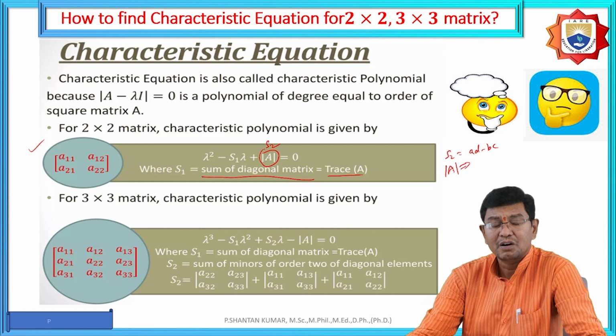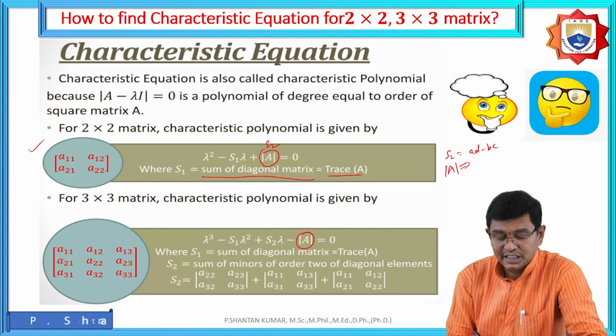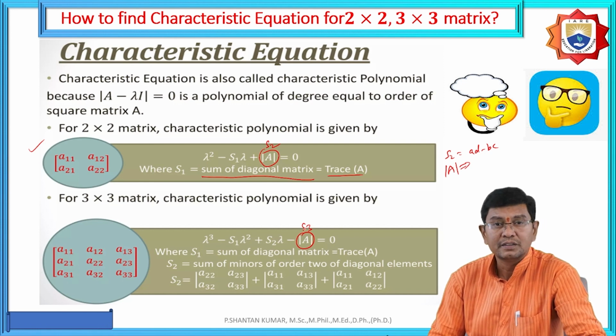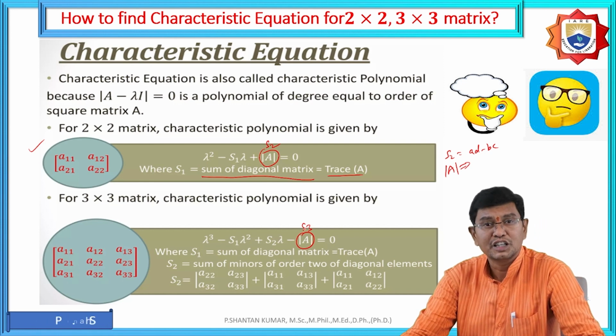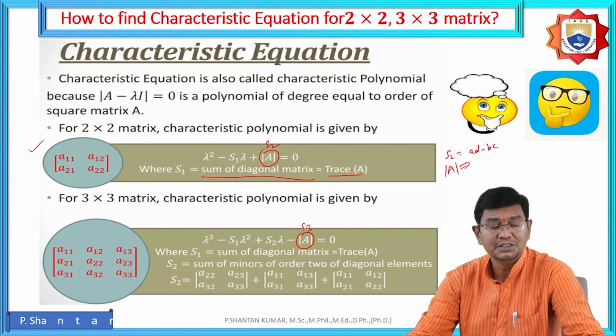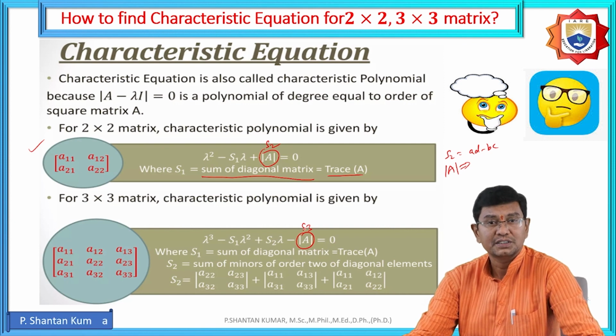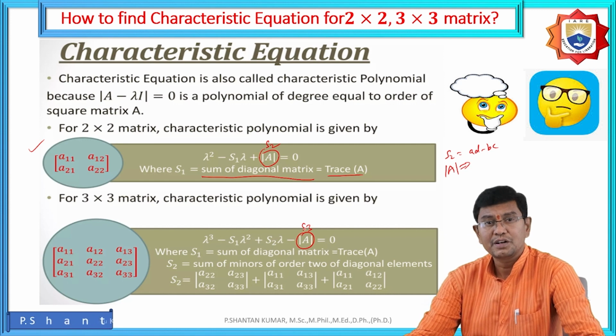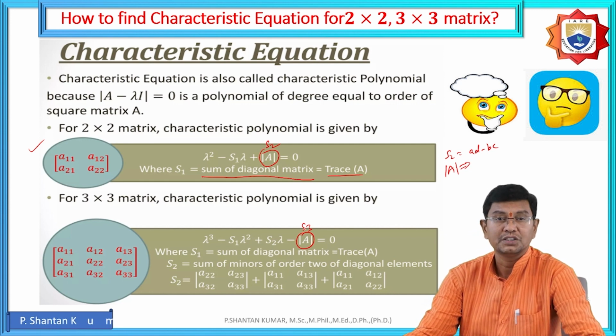And we also know how to find s3, the determinant of the given matrix, by the general method. Based upon all these values, we replace them in the characteristic equation and find the solutions. The solutions are called the eigenvalues. Now we'll discuss diagonalization.